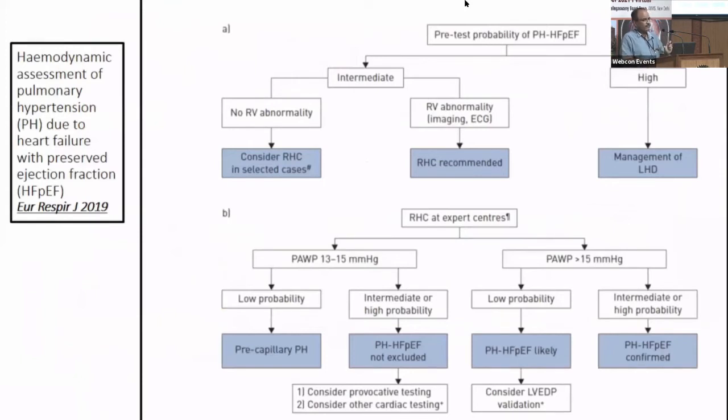So here we are when we have patients who have intermediate probability of having pulmonary hypertension due to left heart disease. You refer them for right heart catheterization at expert centers. And based on the further course that is highlighted here, one is able to categorize these patients as having pulmonary hypertension with HFrEF or HFpEF.